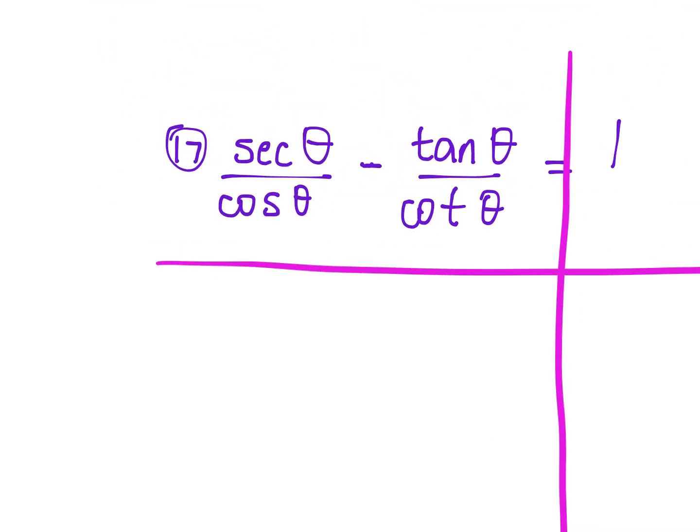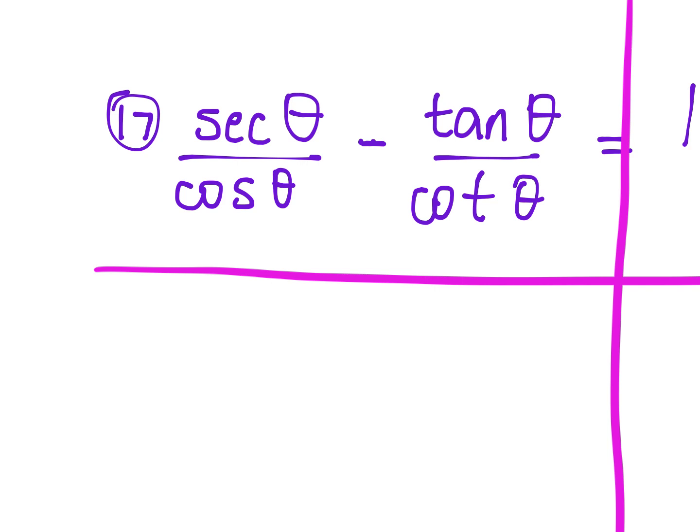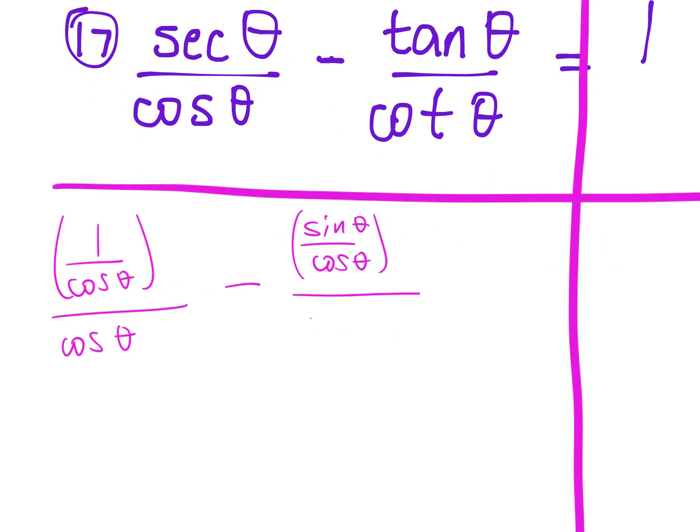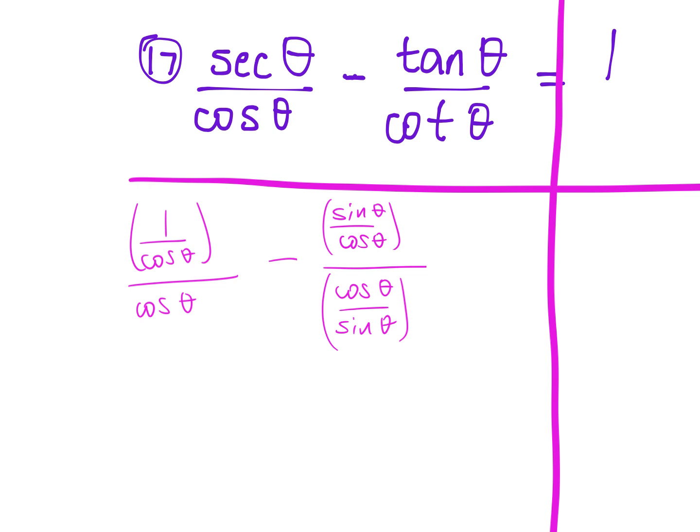Okay, perfect. So secant is going to become what? 1 over cosine over cosine. Agreed? Minus, now what happens? Sine over cosine divided by cosine over sine. Okay, there's a lot going on here. I just have a bunch of fractions divided by what? Fractions. Are we allowed to simplify within our fractions? Yes. What can we do?